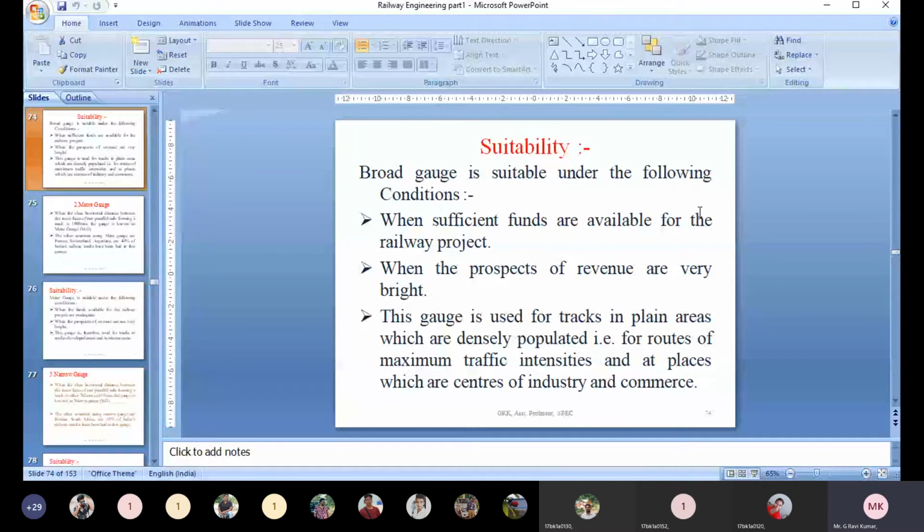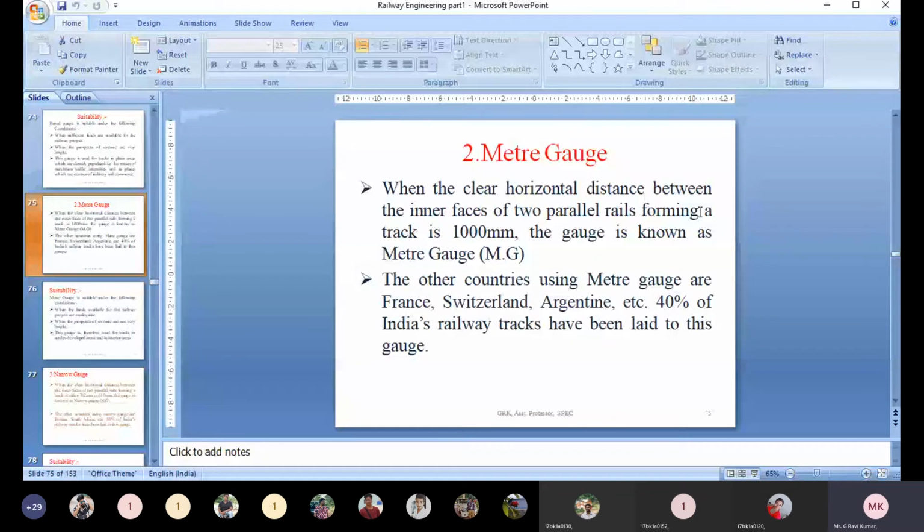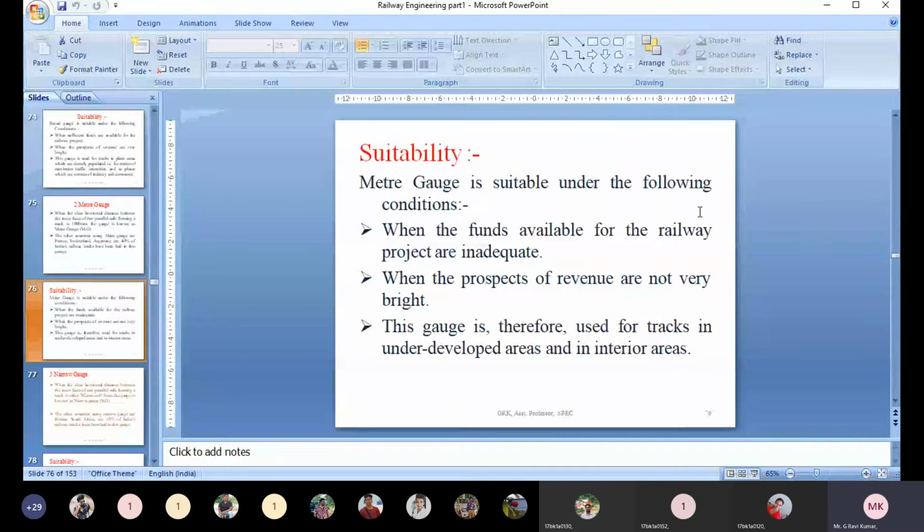And the next one is the meter gauge. If the distance between the inner faces of two parallel rails is 1000 mm, it is called meter gauge. That's why it is called meter gauge. Most of the countries using meter gauge are France, Switzerland, Argentina, and India. In India, 40% of the railway tracks are meter gauge. Next, suitability: it is suitable wherever we need to convey huge quantities of goods and luggage. In those cases, meter gauge is the best option.